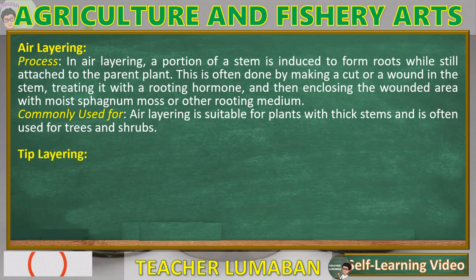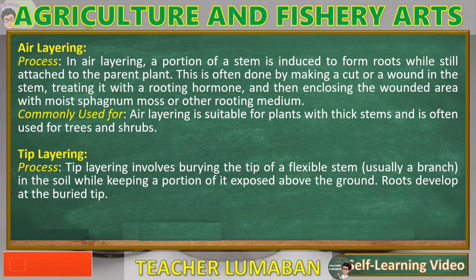Tip layering. Process: tip layering involves burying the tip of a flexible stem, usually a branch, in the soil while keeping a portion of it exposed above the ground. Roots develop at the buried tip.